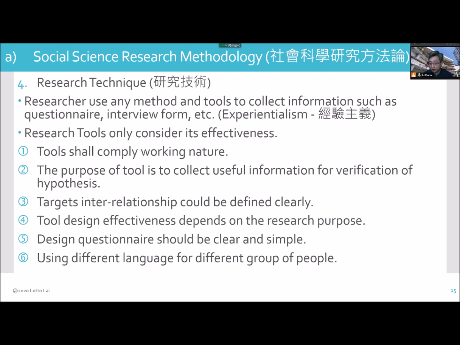Designing a questionnaire is important; it should be clear and simple. Sometimes the language used is a focus. I have experience helping a professor do research, using English across Asia, in different countries. However, in most countries the response rate was very low because English is not the mother tongue there. That is why, when designing the questionnaire, you need to consider the different languages of different groups of people.